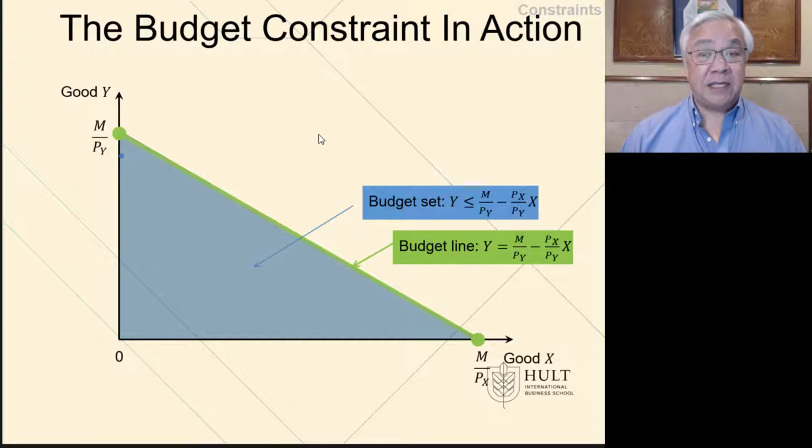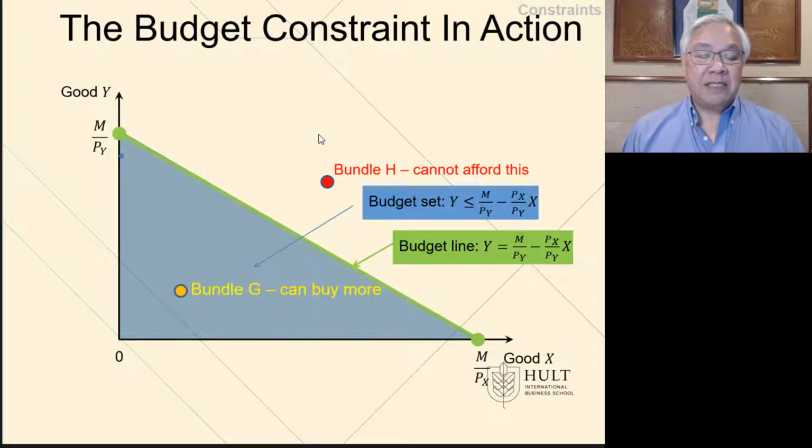So the budget line is going to be quite important because we're seeking to say what is the maximum level of satisfaction we can reach, and it's always going to be at the budget line. Now let's look at two other points. Bundle G, you can buy that, but you can buy more. So our assumption is that, sure, you can be here, but a choice will be made to be on this maximum satisfaction line. Or you could be out here, bundle H. Well, not really. You can't afford that. You'd love to be there.